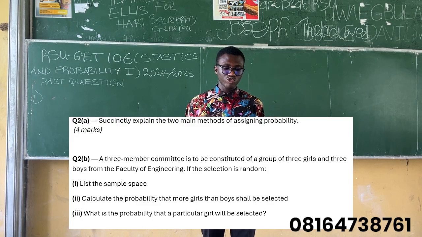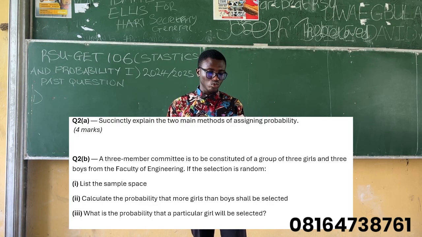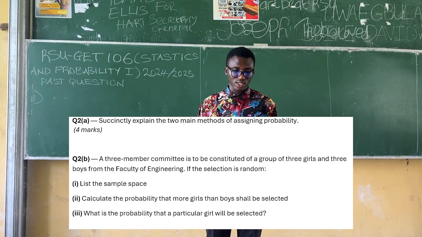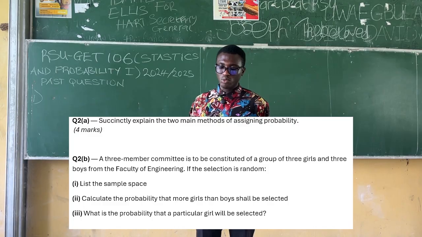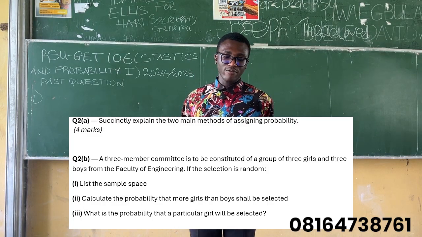If the selection is random, 1. List out the sample space. 2. Calculate the probability that more girls than boys shall be selected. And 3. What is the probability that a particular girl will be selected? So let's dive right into it.